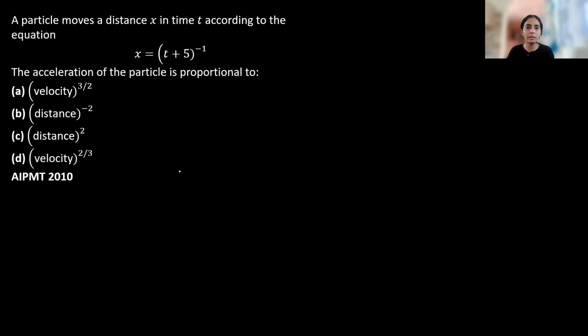A particle moves a distance x in time t according to this equation. The acceleration of the particle is proportional to. ठीक है, एक्सेलरेशन आपको निकालना है. So x is equal to how much? t plus 5 to the power -1. वेलोसिटी निकाल लो आप.